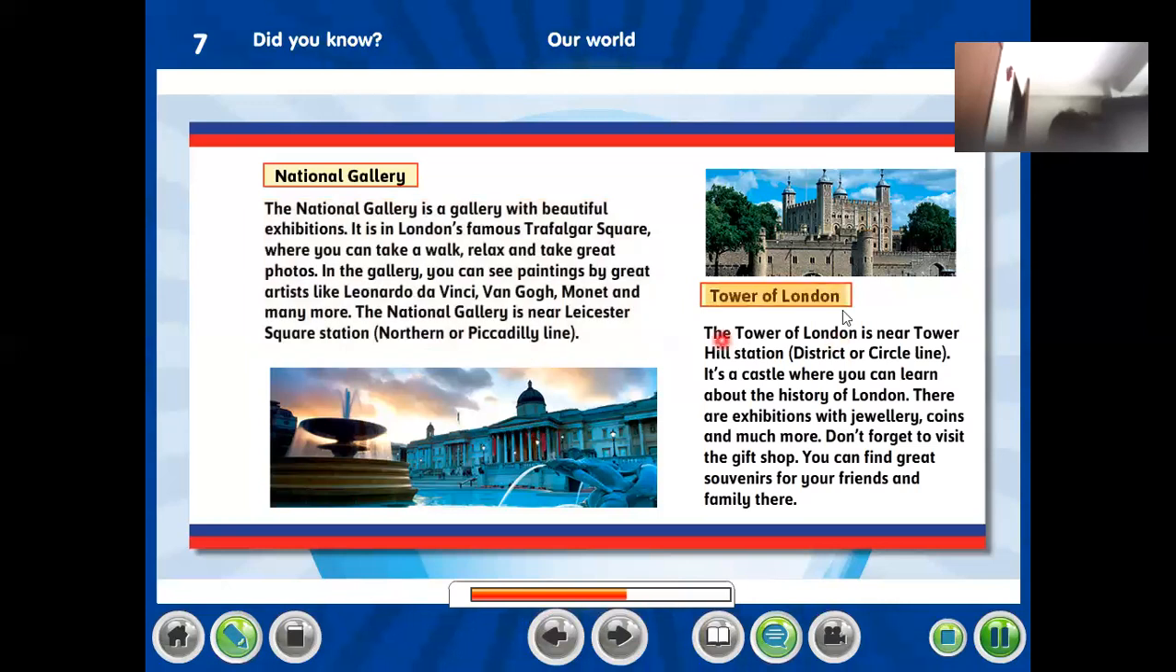Tower of London. The Tower of London is near Tower Hill Station, District or Circle Line. It's a castle where you can learn about the history of London. There are exhibitions with jewellery, coins, and much more. Don't forget to visit the gift shop. You can find great souvenirs for your friends and family there.